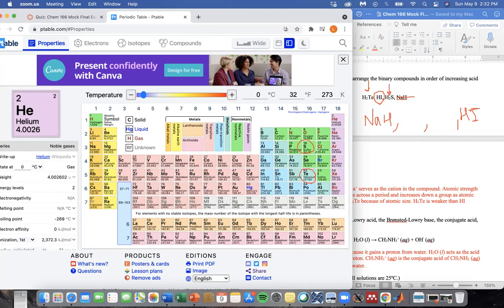Because of that, this one is the stronger acid because the H can leave more easily with the larger molecule, or with the larger atom. And so it would go NaH, H2S, H2Te, HI. Any questions on that one?